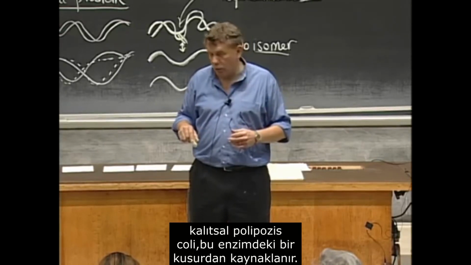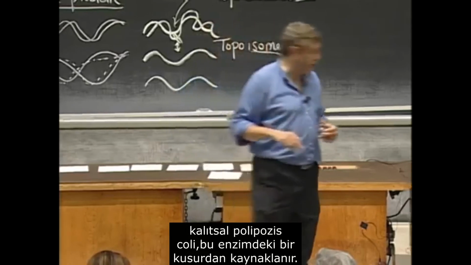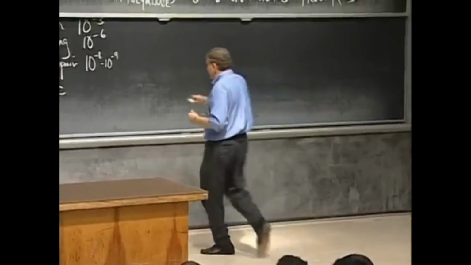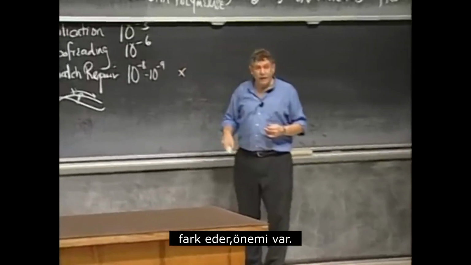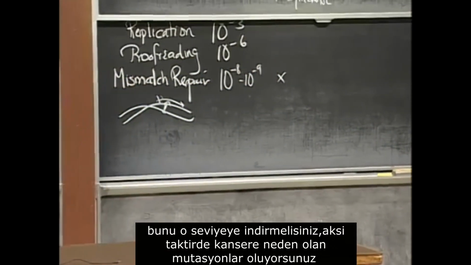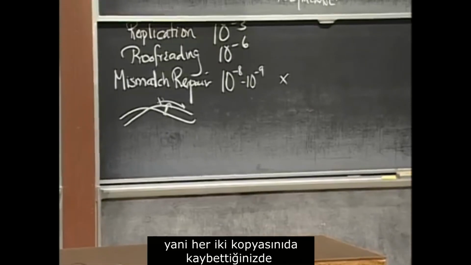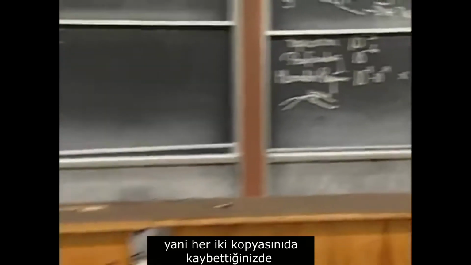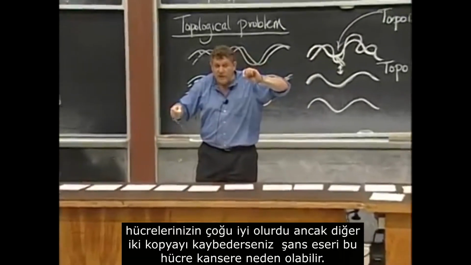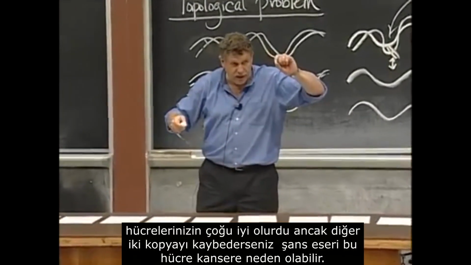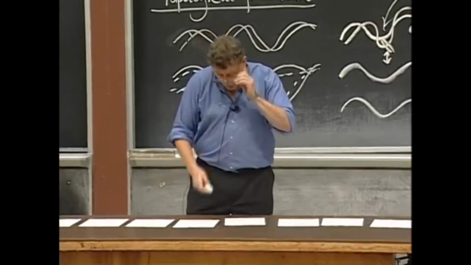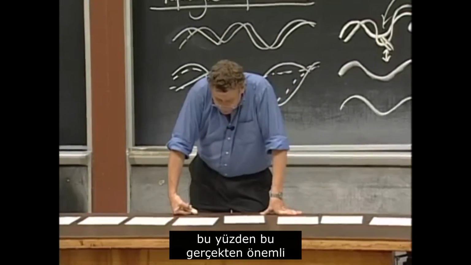Hereditary polyposis coli is due to a defect in this enzyme. It matters. You've got to get it down to that level because otherwise you're getting mutations that cause cancer. That is, when you lose both copies. Most of your cells will be fine, but if you lose the other good copy by chance, that cell can go on to cause cancer. So this stuff actually matters.